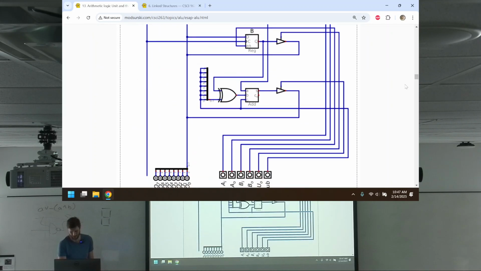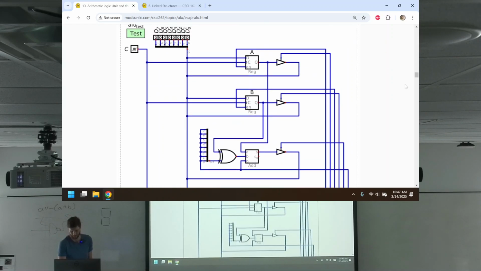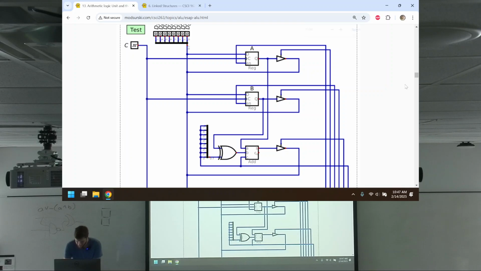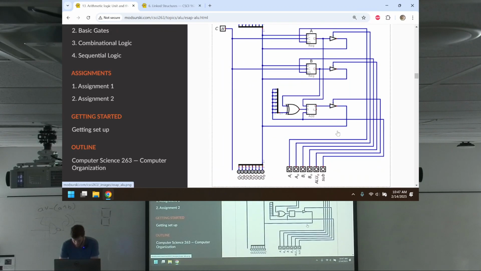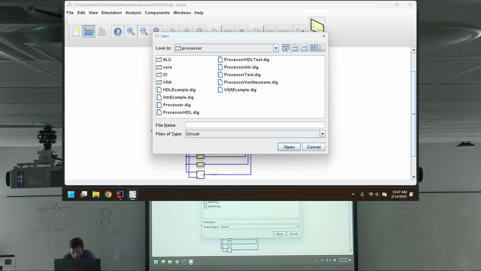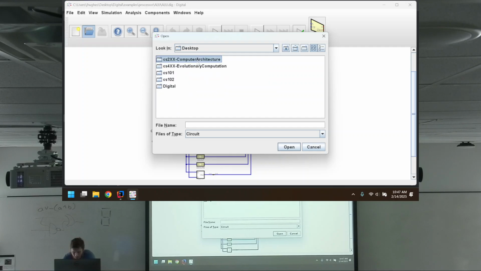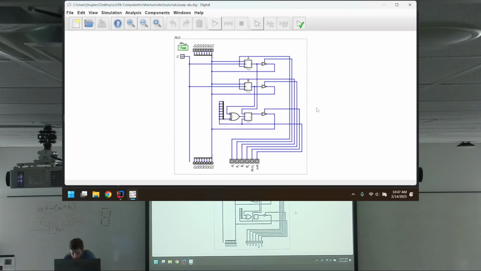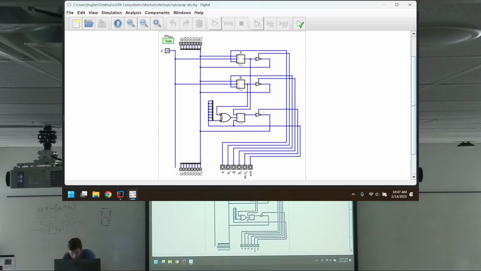And here's the design. Let's just open it here. Nope. There. Can you see that reasonably well? It's kind of hard to see. I think it'll be fine.